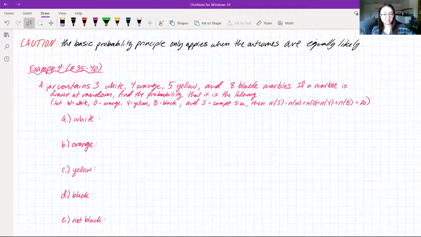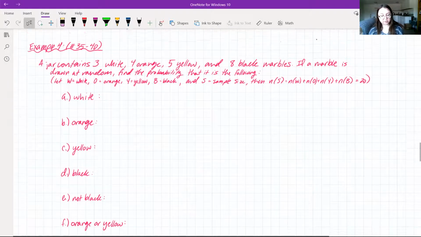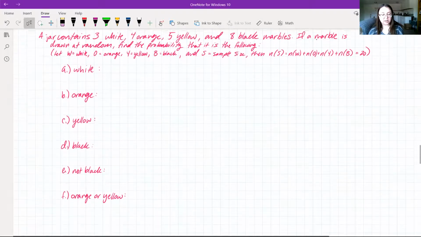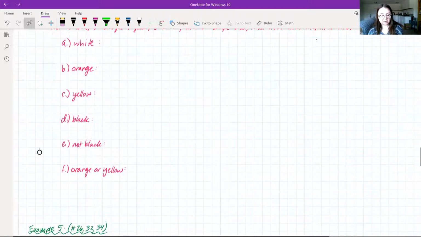All right, so on to example 4. This is also going to be numbers 35 through 40 in your book. A jar contains 3 white, 4 orange, 5 yellow, and 8 black marbles. If a marble is drawn at random, find the probability that it is the following. We have A through F here: white, orange, yellow, black, not black, orange or yellow.